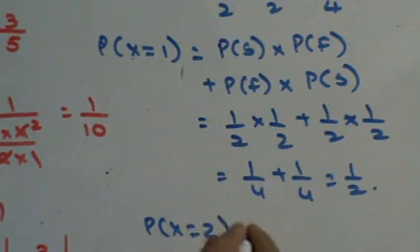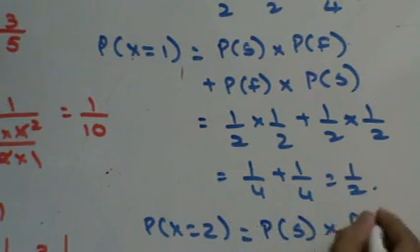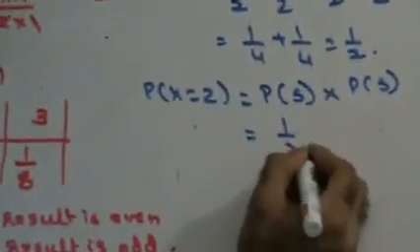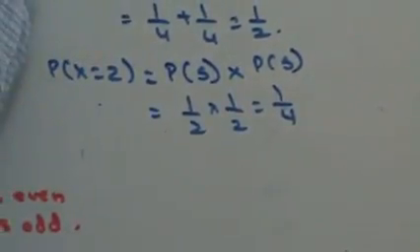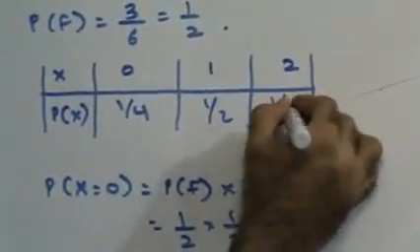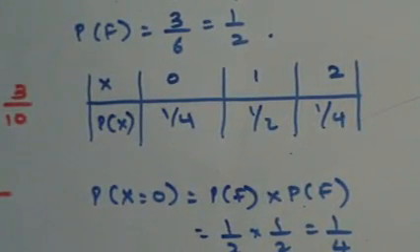Probability of 2 successes. Probability of 2 successes means the first die should show a success and the second die should show a success. So that's 1 by 2 into 1 by 2, that's 1 by 4. So this is going to be 1 by 4, 1 by 2, 1 by 4. So that will be my random variable for the number of successes. Next, take our next sum please.